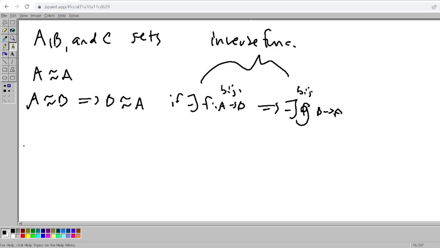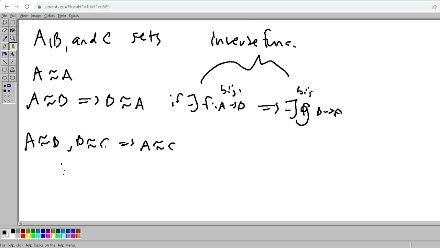And then, if A is equipotent to B and B is equipotent to C, that implies that A is equipotent to C by transitivity. Basically, you just need to know that.